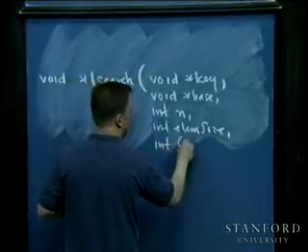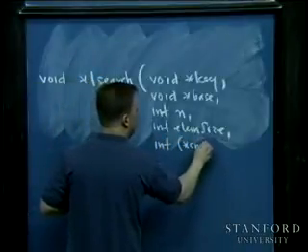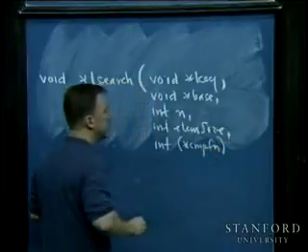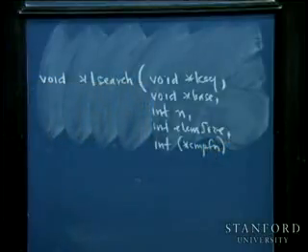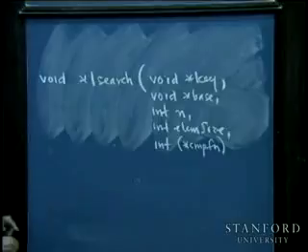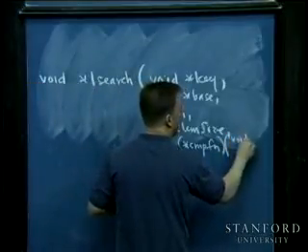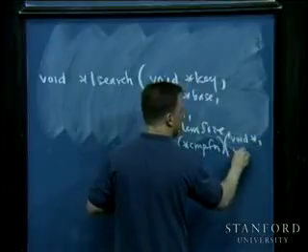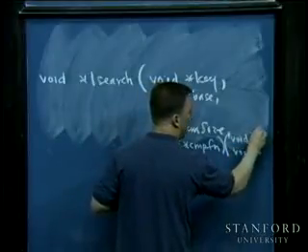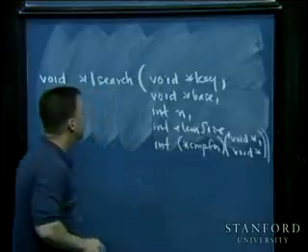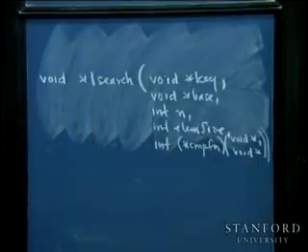Int. I'm used to asterisks there. You don't actually need them if you have the parentheses, but I like the asterisk there to remind me that it's a function pointer. And it takes two arguments. It takes a void star and another void star. And that's the entire prototype of that function. Now, of course, that's all supposed to be one line.